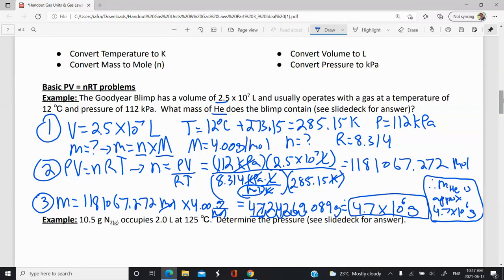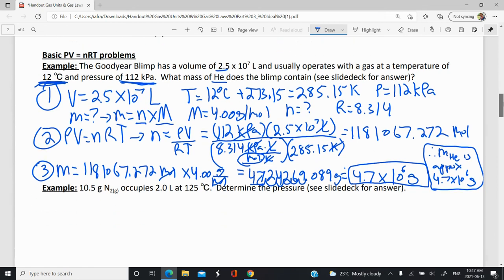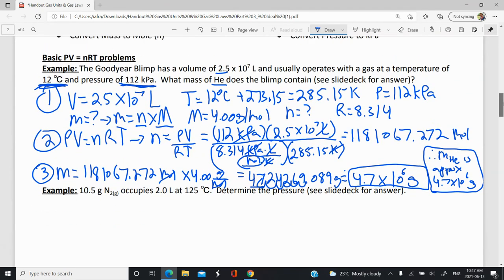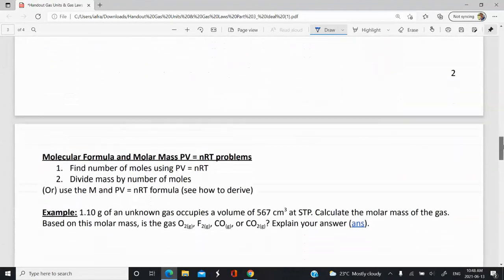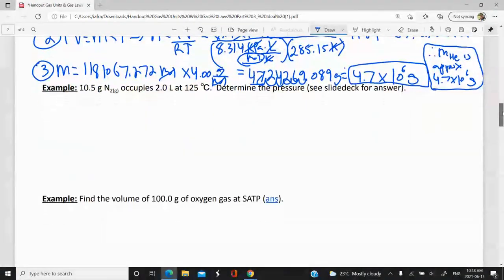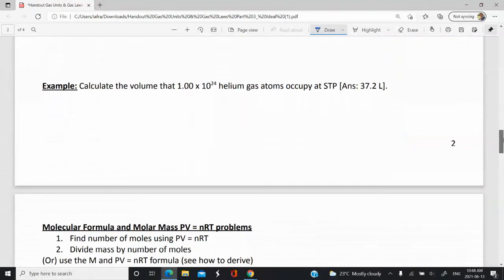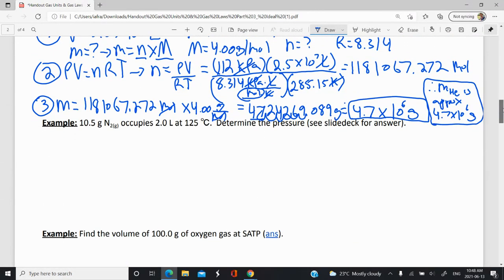Avogadro's law would be difficult to do because you don't really know these conditions here. This is not STP or SATP, so it would have been a little bit tough to use our molar volume concept unless we knew the molar volume at these particular conditions. So we couldn't really use the molar volume in that scenario. So in the next video, we're going to do a few more basic practice problems related to PV is equal to nRT. So you can try them out before we go to the video, and then afterwards check your answers in those videos.